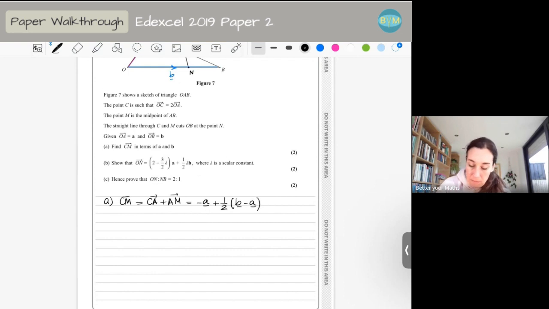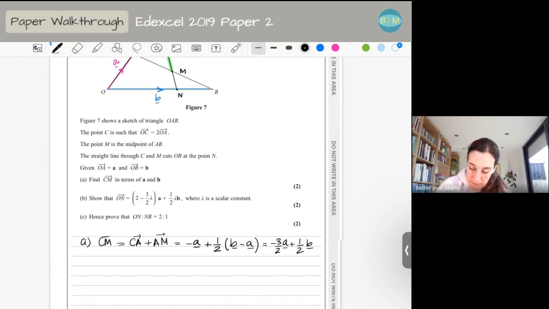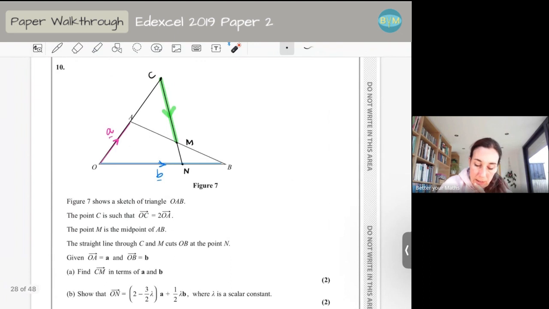And we can just put together the A's and the B. So I have minus A minus 1/2 of A, which is minus 3/2 of A, plus 1/2 of B. So this is the first one. And probably you can go from C to M in another way. I just think this is the simplest.